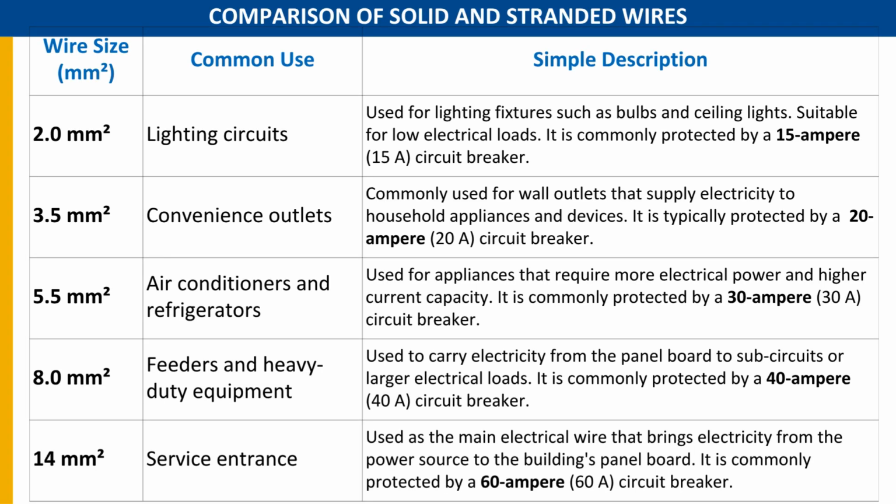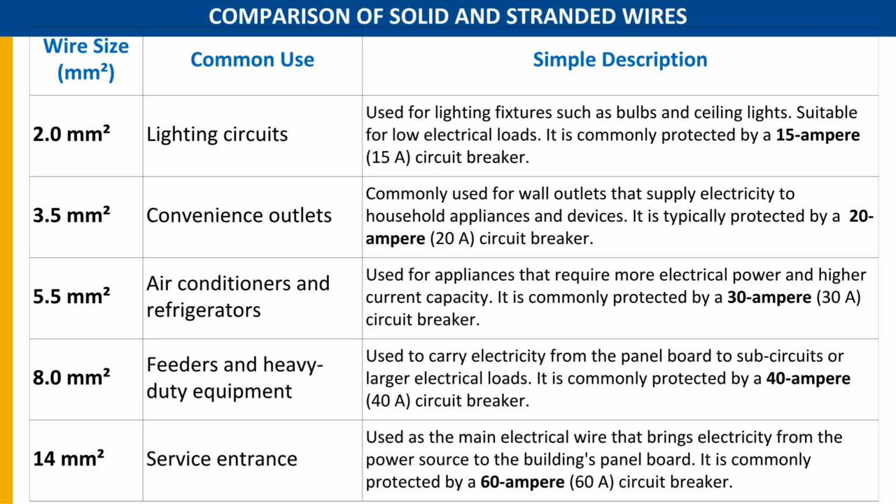Wire size, mm squared, common use, simple description. 2.0 mm squared, lighting circuits, used for lighting fixtures such as bulbs and ceiling lights. Suitable for low electrical loads. It is commonly protected by a 15 ampere, 15A, circuit breaker. 3.5 square millimeters, convenience outlets, commonly used for wall outlets that supply electricity to household appliances and devices. It is typically protected by a 20 ampere, 20A, circuit breaker.